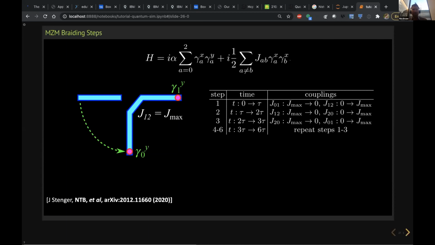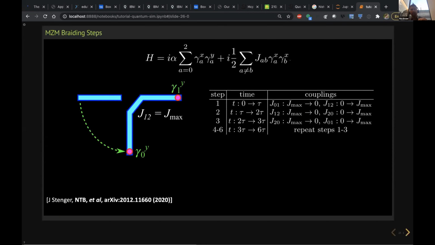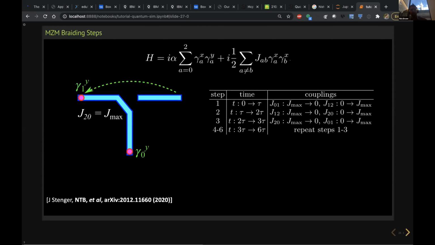We're going to continue doing these kinds of steps. We're going to take J12 from its maximum value to 0, and take J20 from 0 to its maximum value. And that will have the effect of moving the Majorana gamma 1 from the right to the left. And then I'm going to continue this game over and over again. I'm going to let J20 go to 0 and J01 go to max.